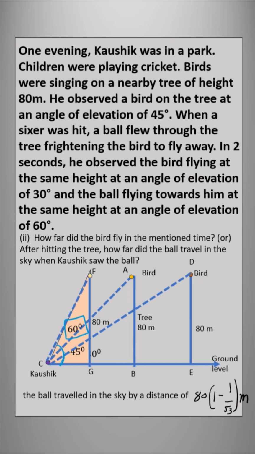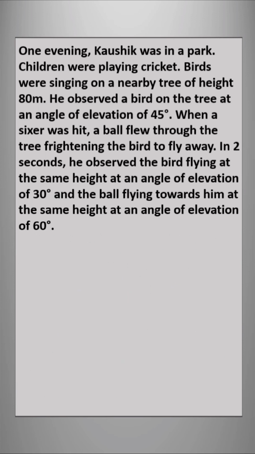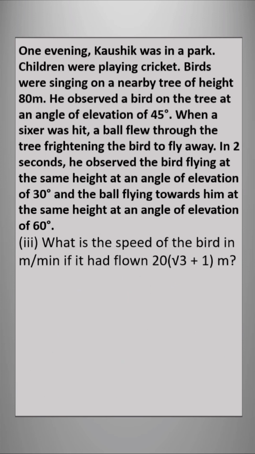Now let us solve the third question. That is, what is the speed of the bird in meters per minute if it had flown 20 into root 3 plus 1 meters? We know that speed is equal to distance by time. Before that, we have to convert 2 seconds. Time taken is 2 seconds into minutes. That is 2 by 60, that is 1 by 30 minutes.